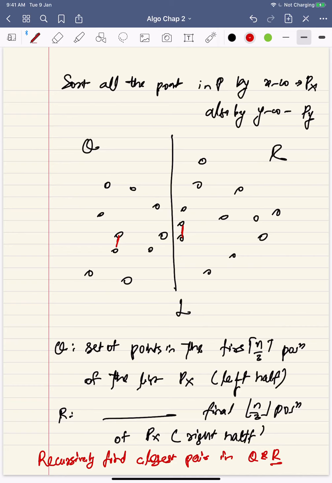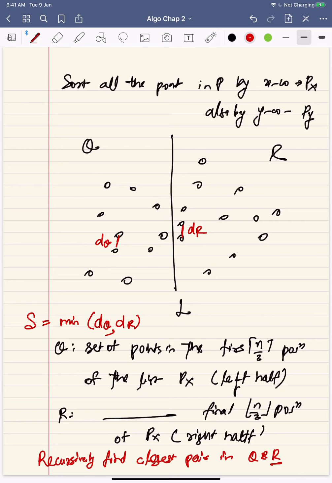Because you have found the closest pair, you will also find the distance. So let's say dq is the distance on Q, the minimum distance, and dr is the minimum distance on R. And we can also find what is the minimum distance among these two. So minimum of dq and dr. That is fine.